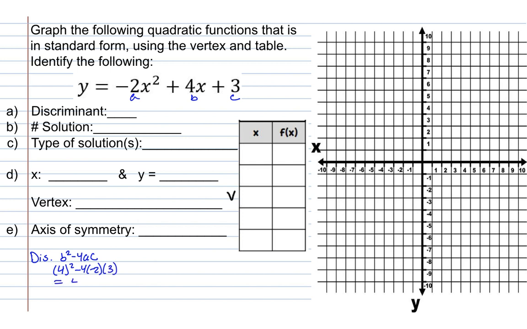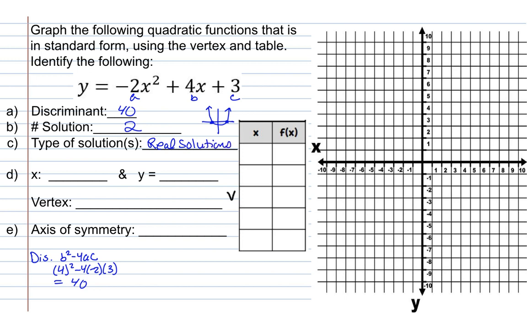You should get your discriminant as 40, because it's a positive number, and we know it's going to be 2 real solutions. That means it's going to cross our x-axis twice somewhere. I don't know where, but it's going to cross it twice because it's 2 real solutions. So technically, this is 2 solutions. This is real solutions.